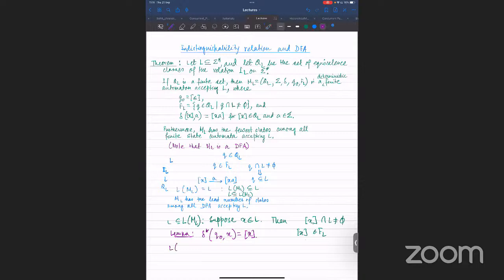What about the other one? L of M_L is a subset of L. So maybe you can think over this, and I think we are running out of time. It's not very difficult. You can finish it off yourself.